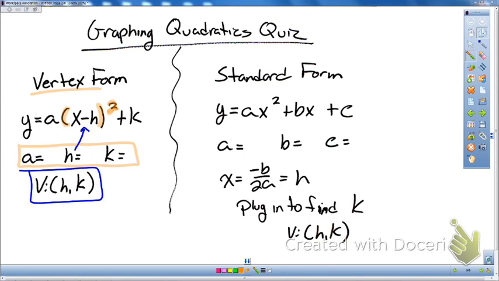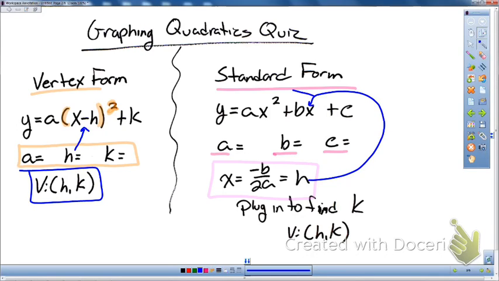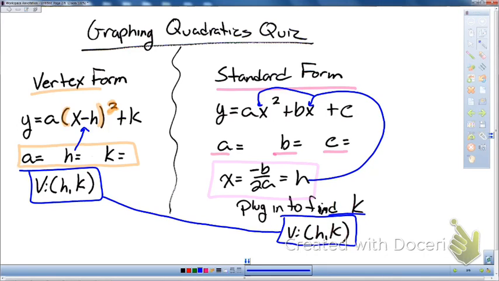However, when we are dealing in standard form, we know A, B, and C instead of H and K. That's okay. We can use our vertex formula, x equals negative b over 2a, in order to solve for h. Once we solve for the h value, plug that number back in to each of the x's in the original equation, and that's how we find k. Once we solve for k, now we know our vertex h and k. Regardless of the form, once we figure out the vertex, from here we can make a table of values and graph.